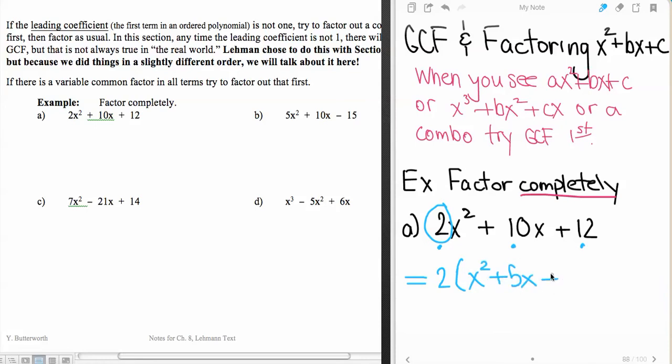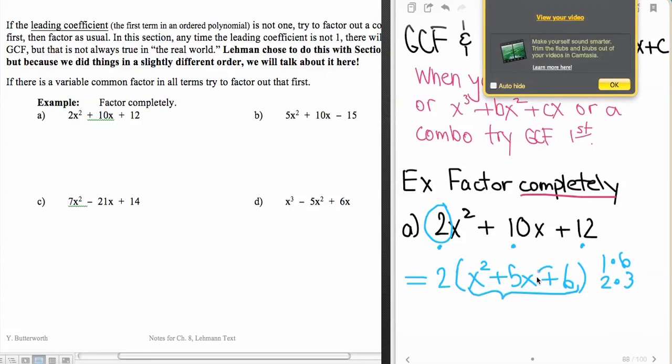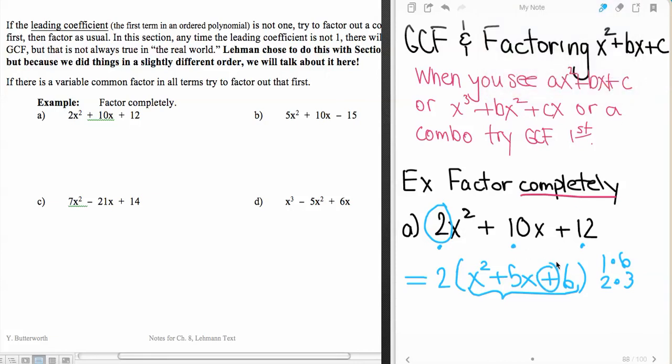5x plus a 6. But then we can't just say, oh yep, we're done, brush our hands off and go, finished, go away. What we have to do then is further check to see if the trinomial that we created could be factored. So we're going to say, okay, what are the factors of 6? So 1 and 6 and 2 and 3. And do any of those sum to be the middle term of 5? And yes, the 2 and the 3 do.